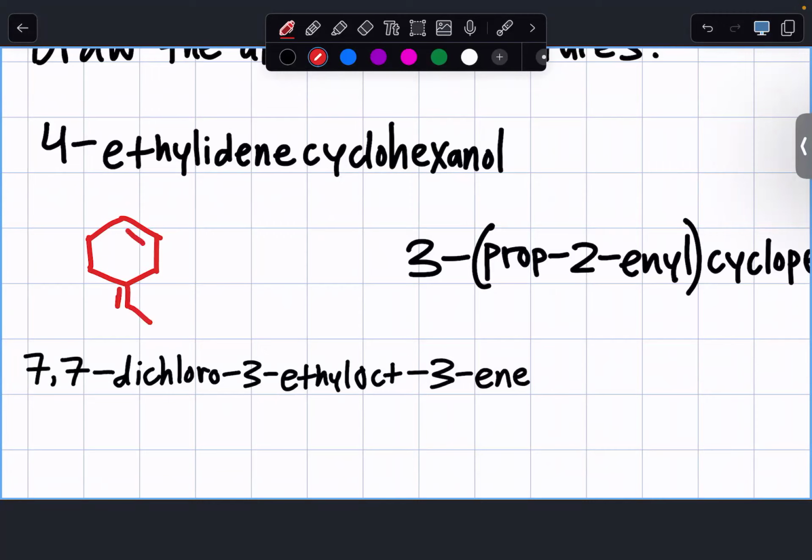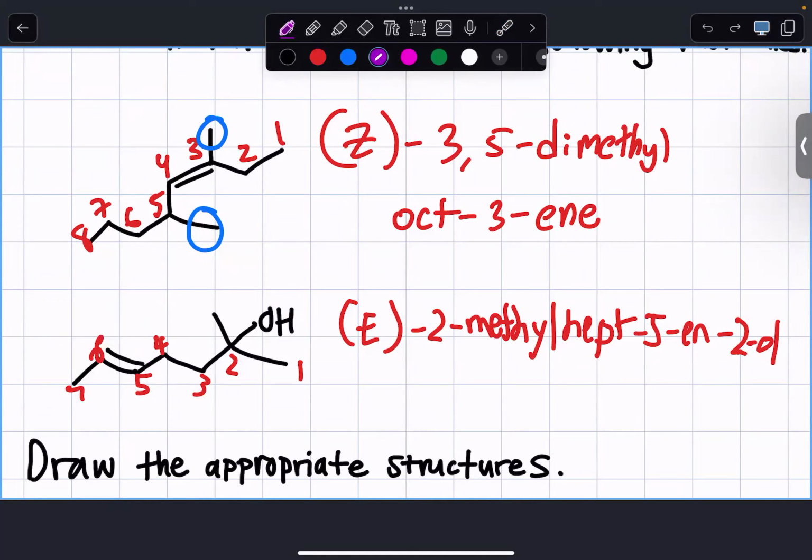Like, for example, yes, this is correct for ethylidene cyclohexanol. Were you confused about this question or this question here? E, okay. So the first thing you do, make a line through that double bond right there, right? Then you look at one carbon only. Let's look at this carbon here first. What atoms are attached to that carbon right there, besides the other alkene carbon?